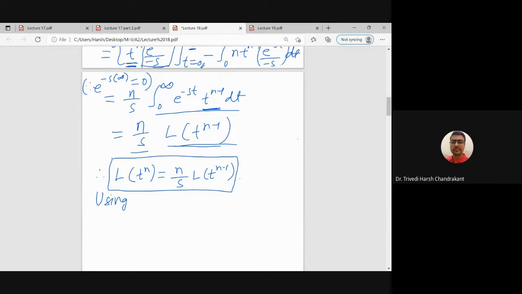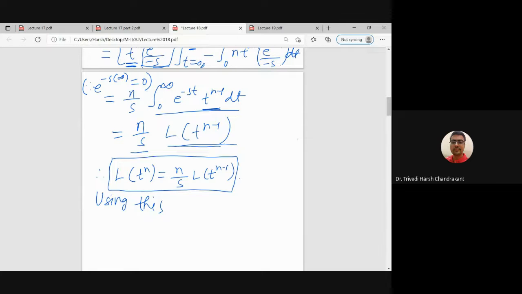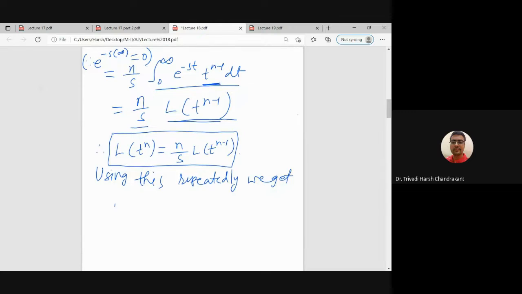So the Laplace transform of t power n we are getting in terms of t power n minus 1. The same formula we can use for n equal to n minus 1. So we get the Laplace transform in terms of t power n minus 2. So using this repeatedly, we shall get the Laplace transform of t power n, so we will use it n times.